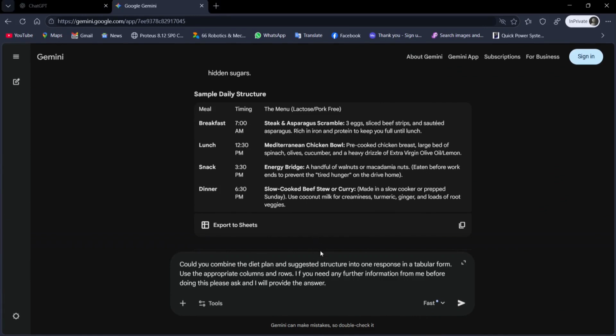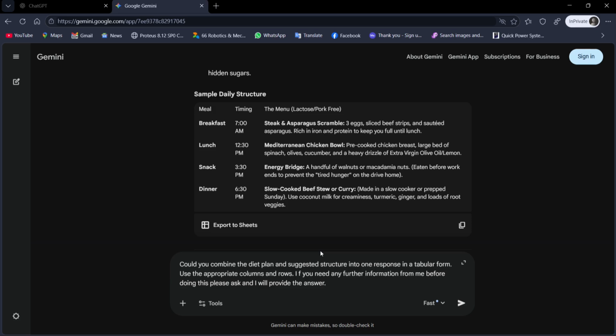So basically we are asking it to combine the daily dieting plan and the structure into one output so we can see everything at once, right? And then we are also asking if there's any question it has for us in order for it to be able to better help us, right? It should ask and then we'll provide the answers.